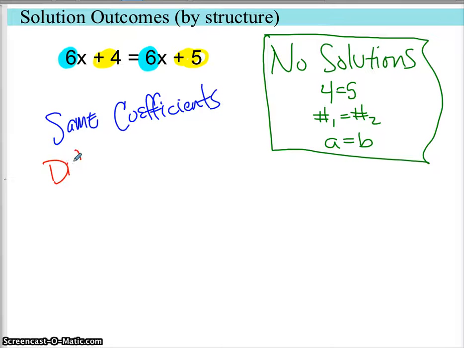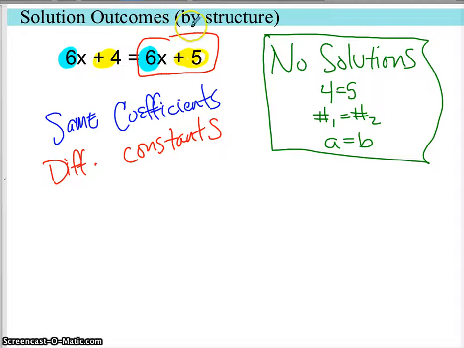They'll have different constants with no solutions. So if you think about it, no matter what number you pick, when that number is multiplied by 6 and then you add 4 to it, it's never going to be the same as if you multiply by 6 and add 5 to it. This side here will always be 1 more than the other side because 5 is 1 more than 4.